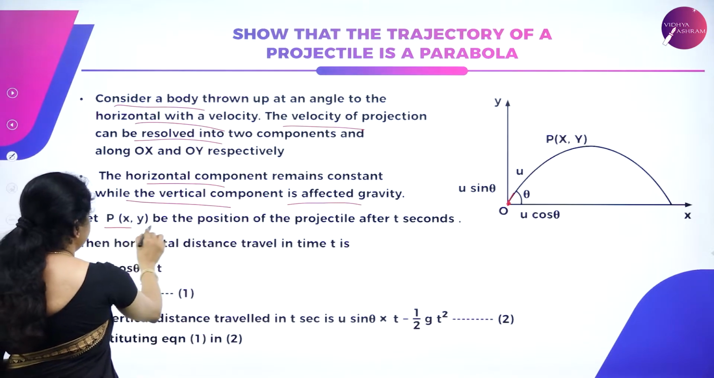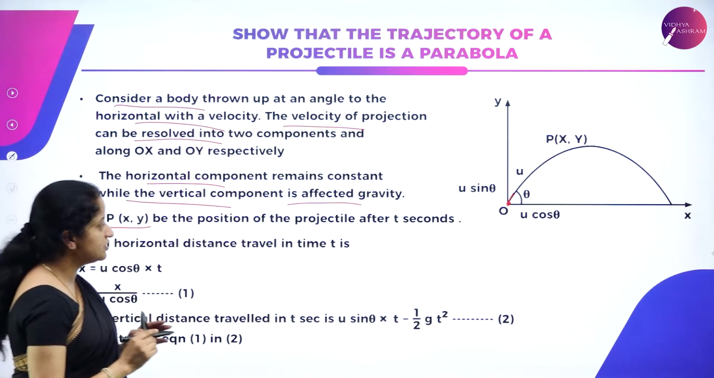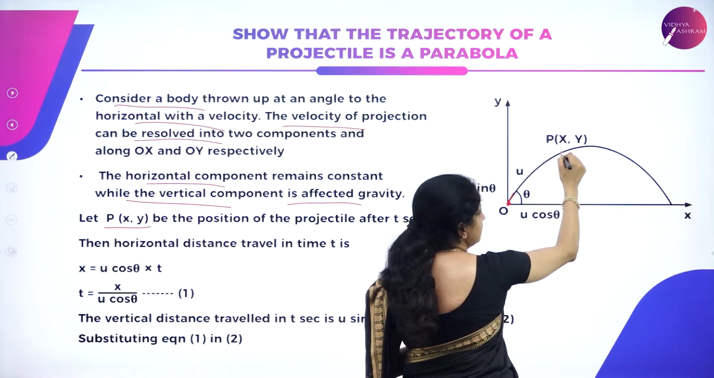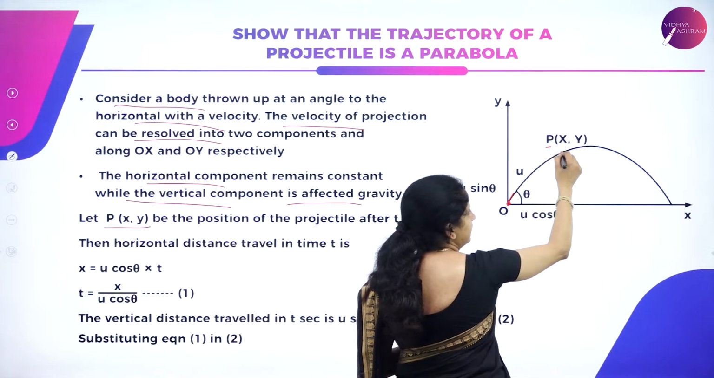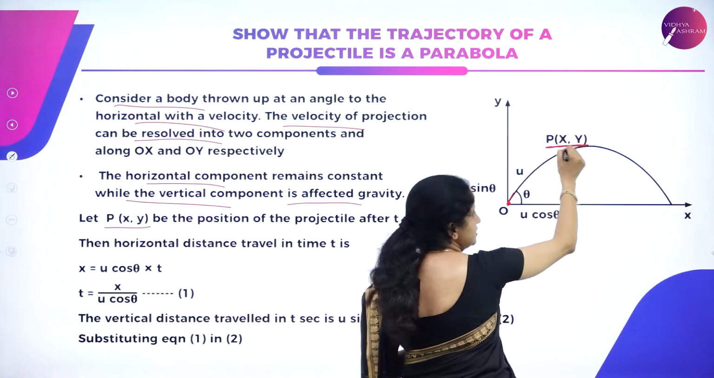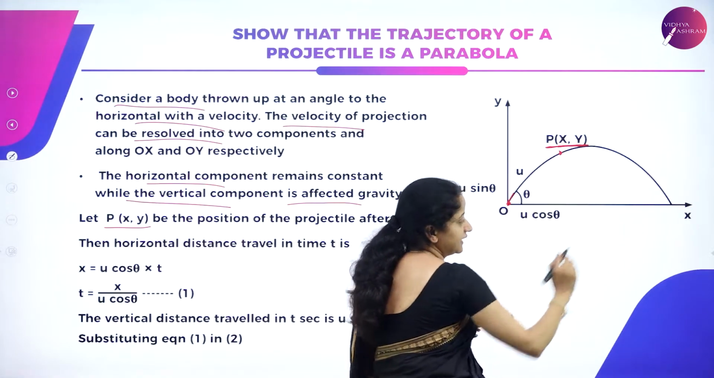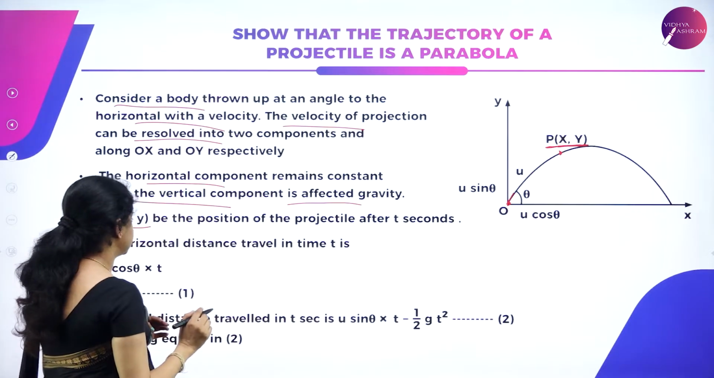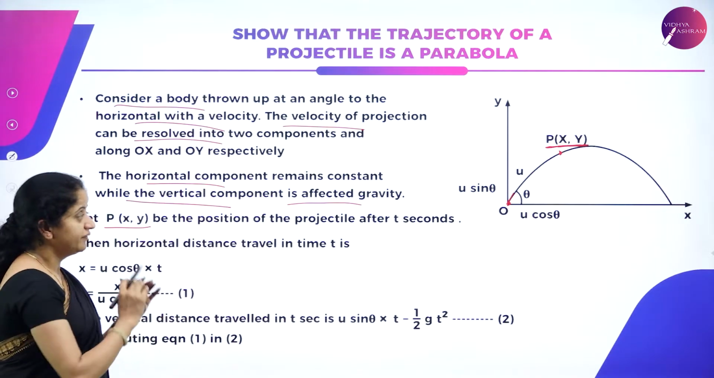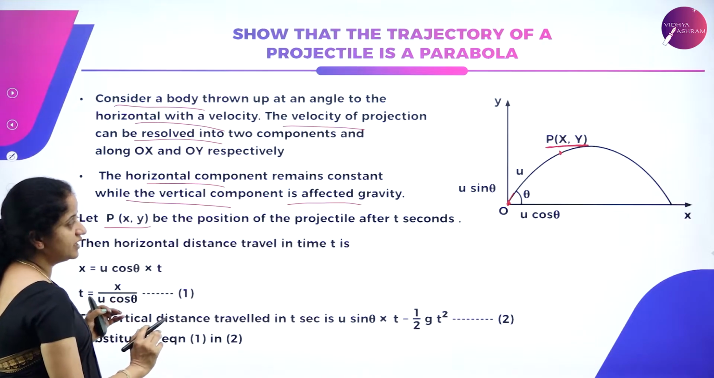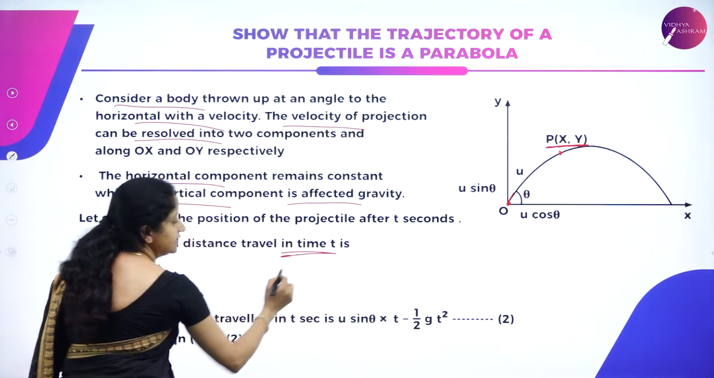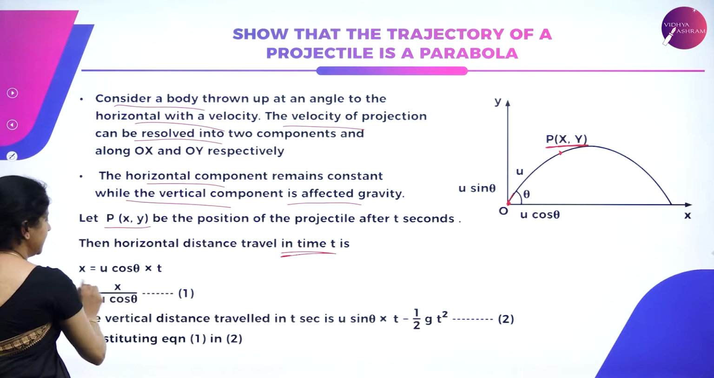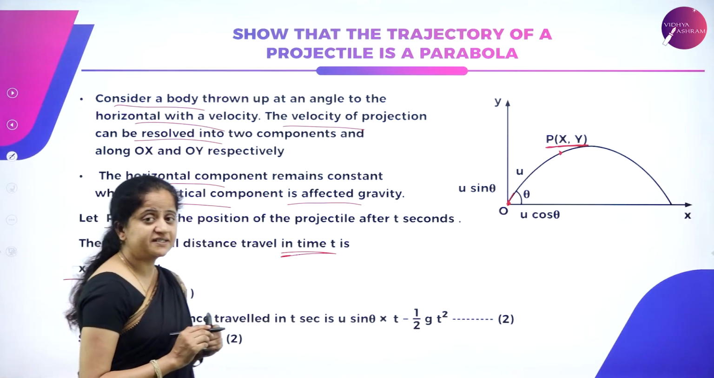Let P of x comma y be the position of the projectile after t seconds. Let us consider this is the position of the object P at x comma y, after t seconds. So the horizontal distance travelled by the object in time t is x is equal to u cos theta into t.